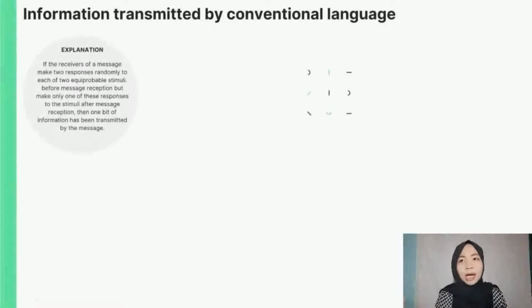Information transmitted by conventional language message. We can conclude that if the receivers of a message make two responses randomly to each of equiprobable stimuli before message reception, but make only one of these responses to the stimuli after message reception, then one bit of information has been transmitted by the message.